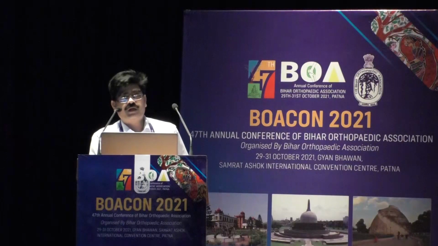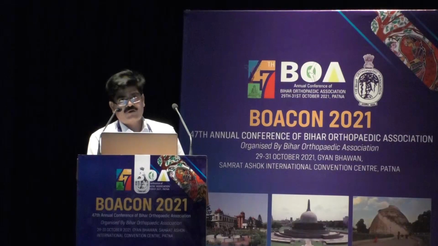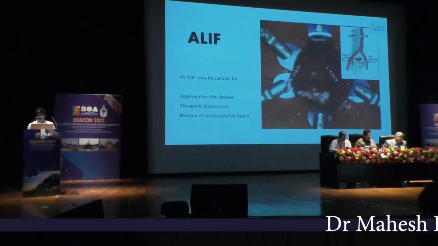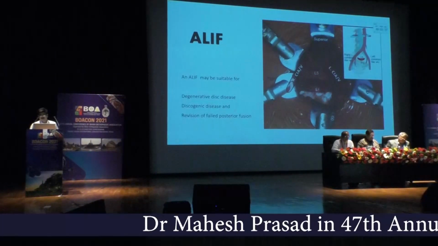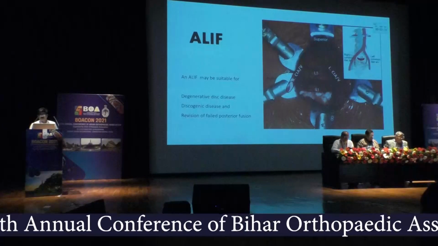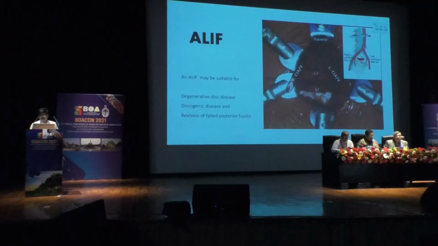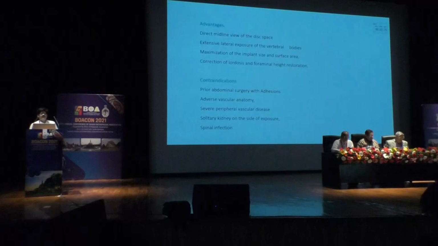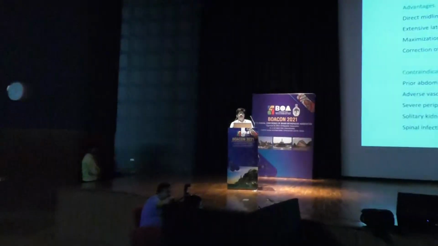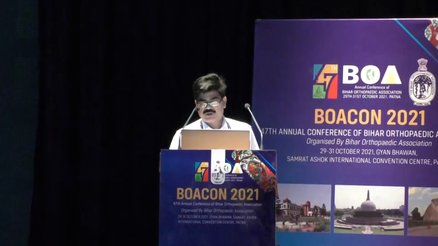Now come to the anterior lumbar interbody fusion. It is a direct approach to the vertebral disc. You go anteriorly and take out the whole disc because the area of exposure is wide from the anterior aspect. You do extensive clearing of the disc, put a cage or a spacer or bone graft, whatever you need, and ultimately you can fix anteriorly with a standalone cage or add posterior fixation. The advantages are direct midline anterior view, extensive lateral exposure of the vertebral body, maximization of the implant size and surface area, and better correction of lordosis and foraminal height restoration.